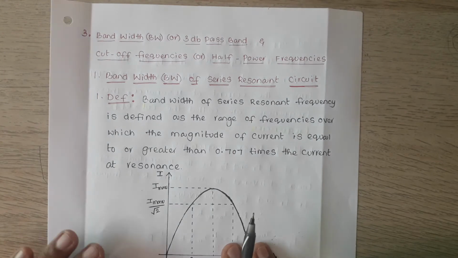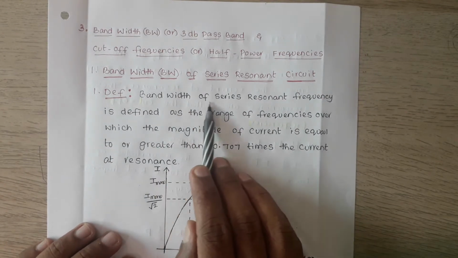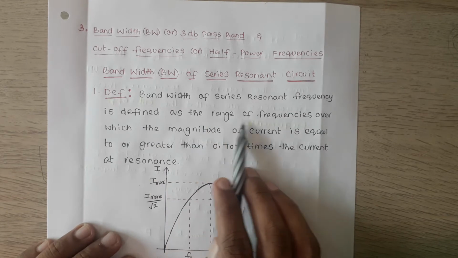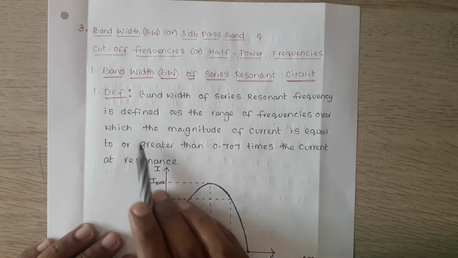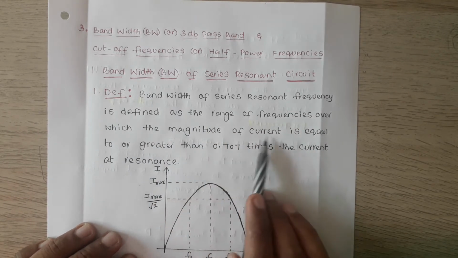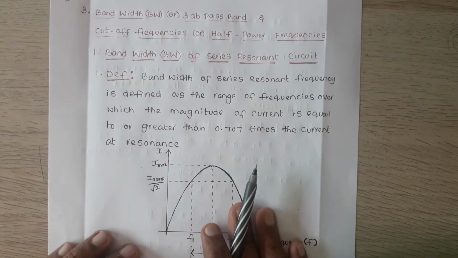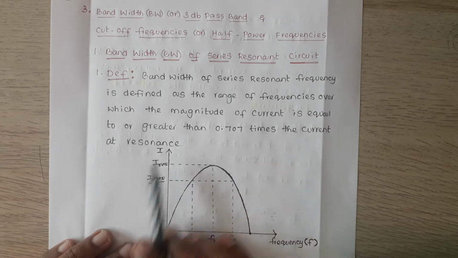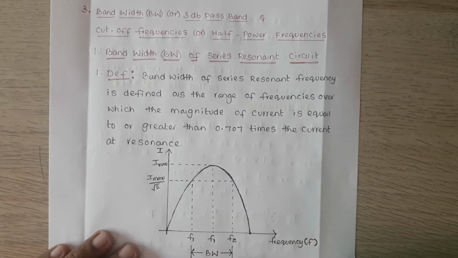The definition of bandwidth: the bandwidth of a series resonant circuit is defined as the range of frequencies over which the magnitude of current is equal to or greater than 0.707 times the current at resonance. So what is bandwidth here?